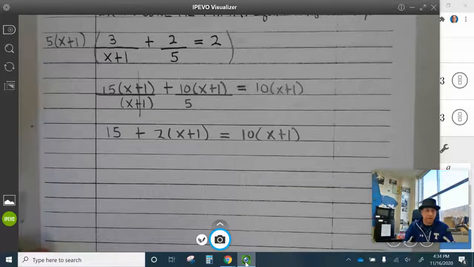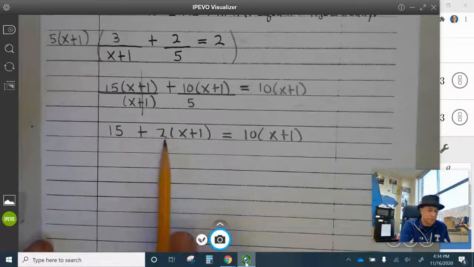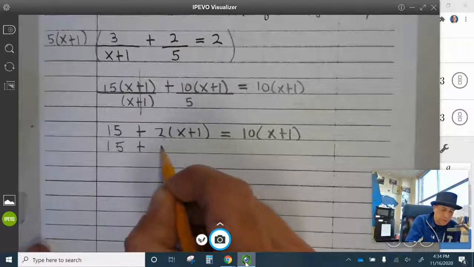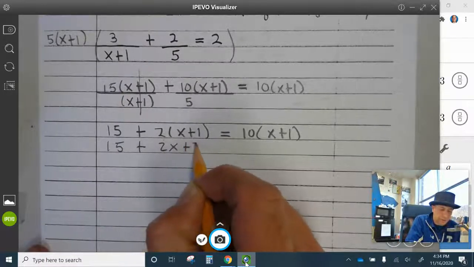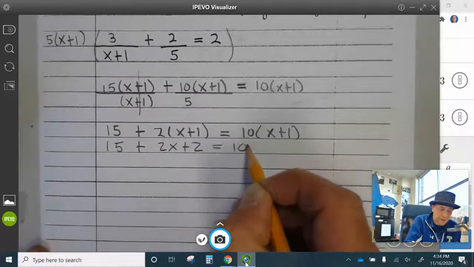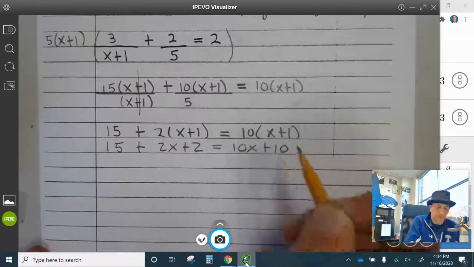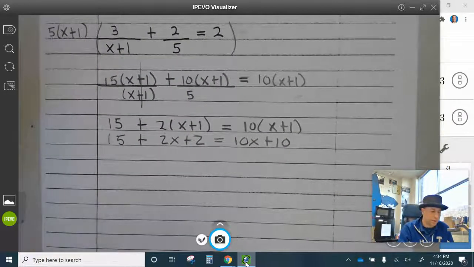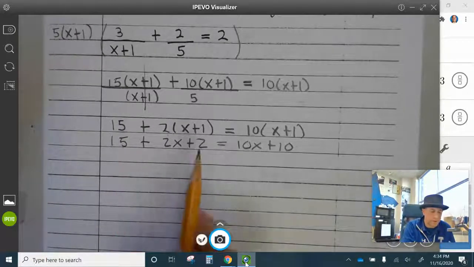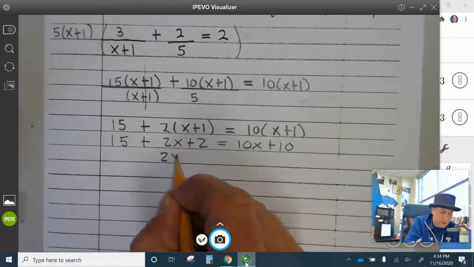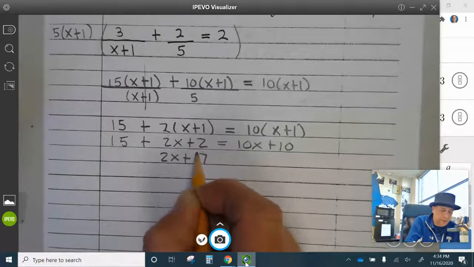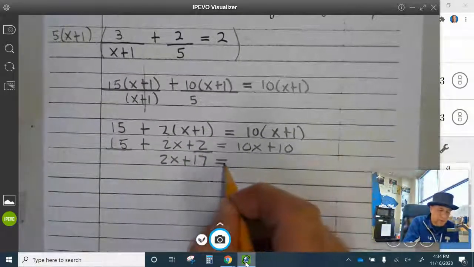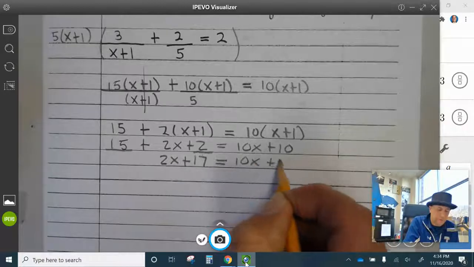Now we need to simplify and solve. So we're going to need to distribute the 2 here and the 10 here. So that's 15 plus 2 times x plus 1 is 2x plus 2 equals 10x plus 10. Now we need to get all of the x's on one side and the numbers on the other. So first, let's combine 15 and 2 is 17. So that's 2x plus 17 equals 10x plus 10.